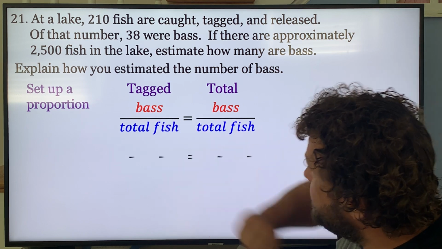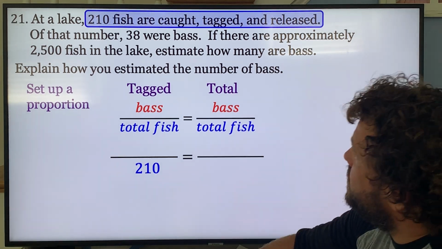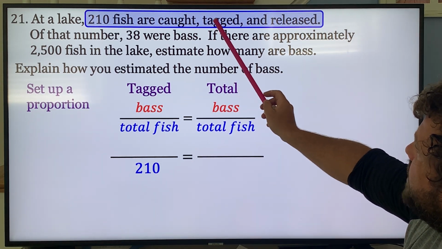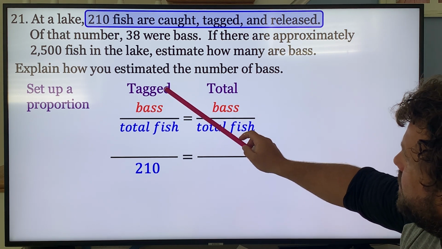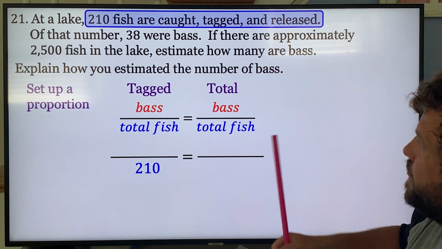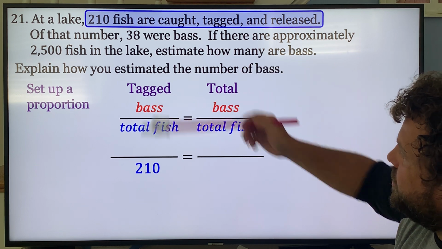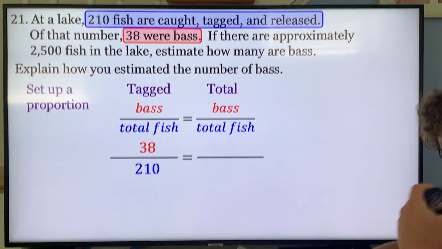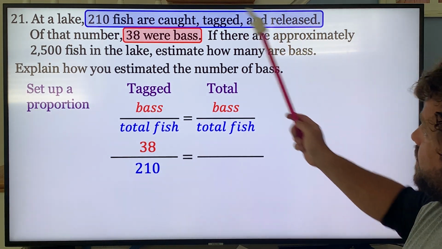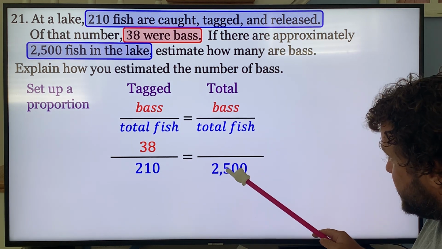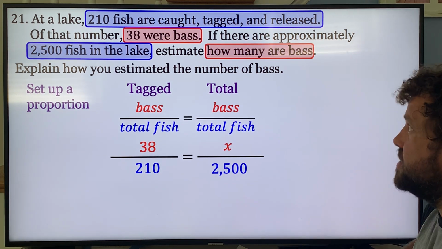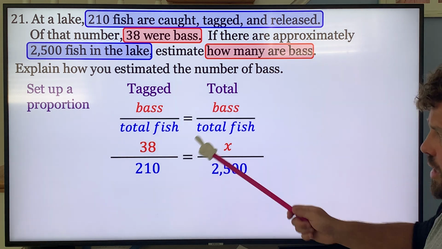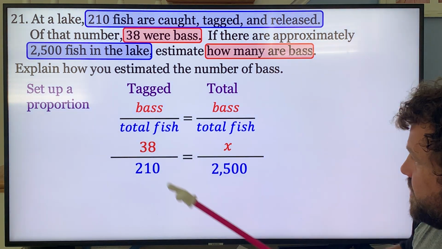Let's break this down. First thing, 210 fish are caught, tagged, and released. So, how many total fish are tagged? 210. 38 were bass, so 38 of the tagged fish were bass. So that gives us our first part of our proportion. If there are approximately 2,500 fish in the lake, how many are bass is your x. So that's pretty easy. Next step should be to cross multiply.